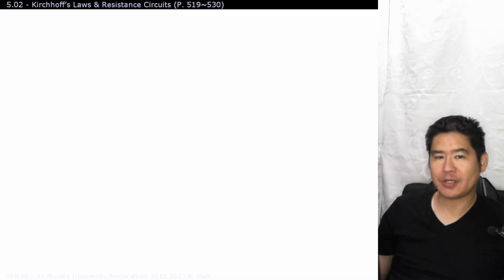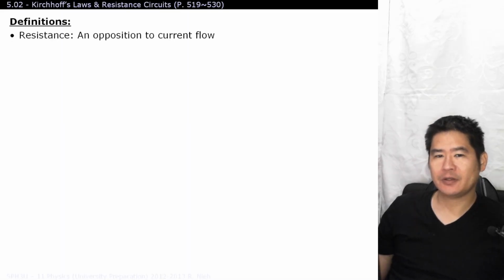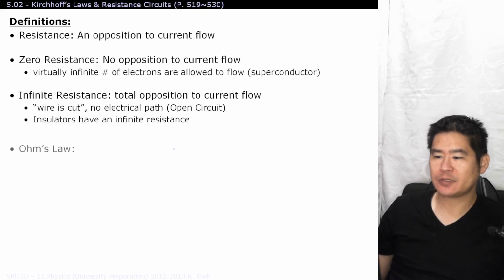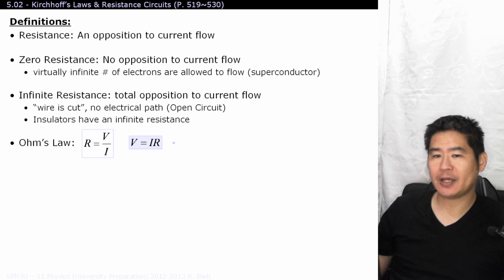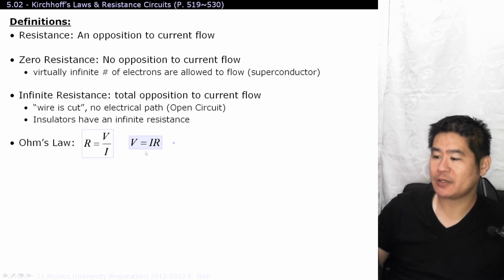Resistance is defined as the opposition to current flow. The formula for resistance is R equals V divided by I. So R is equal to V over I, but more conventionally, it's written down as V equals I times R.